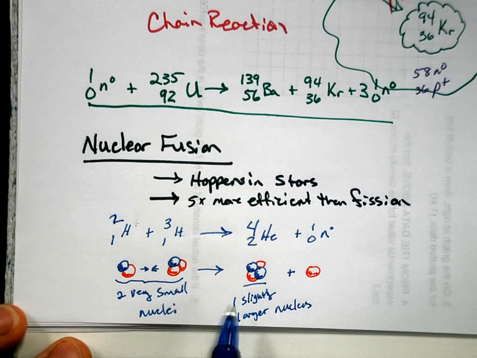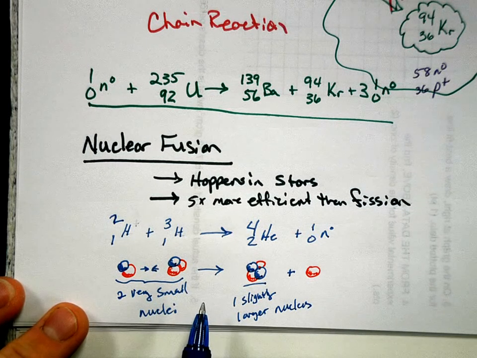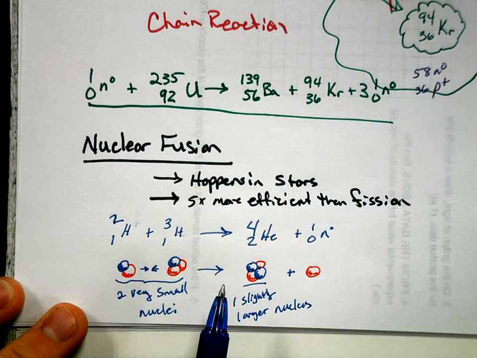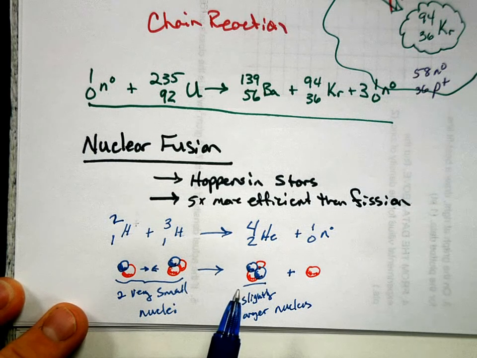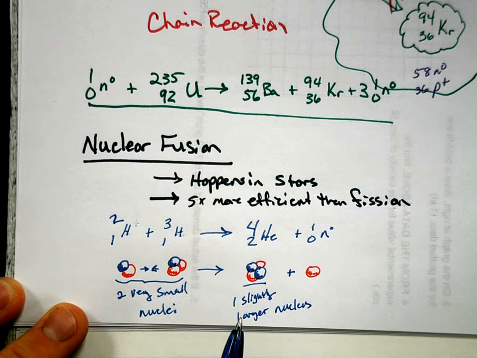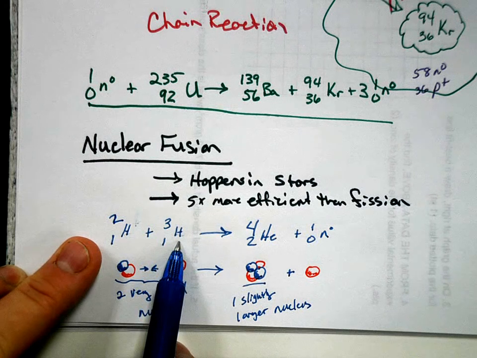To turn this into a chain reaction is very, very difficult. And that's why we have a hard time harnessing fusion reactions here on Earth. We can make fusion happen, but we can't sustain it yet. And we're trying to figure out how to do that, because as soon as we do, this is the fuel. Hydrogen is the fuel.